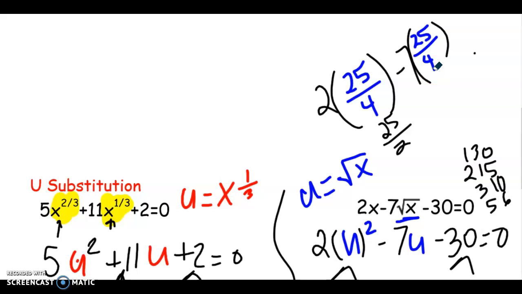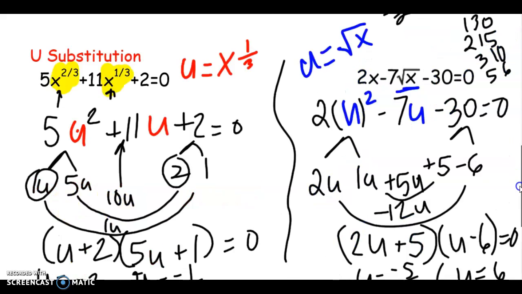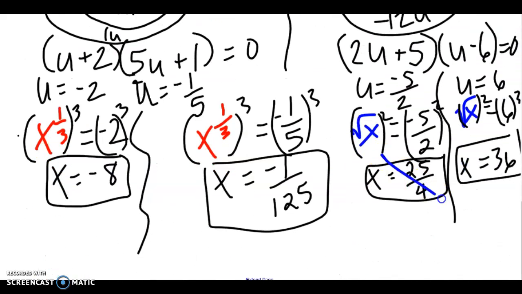Well, square root. Nice. Okay, so the square root of all that stuff is 5 over 2. So 5 over 2 times 7 gives me negative 35 over 2. Then minus 30. Well, that doesn't give me 0. So I know that this one doesn't actually work. It's an extraneous solution. So my only option is x equals 36.